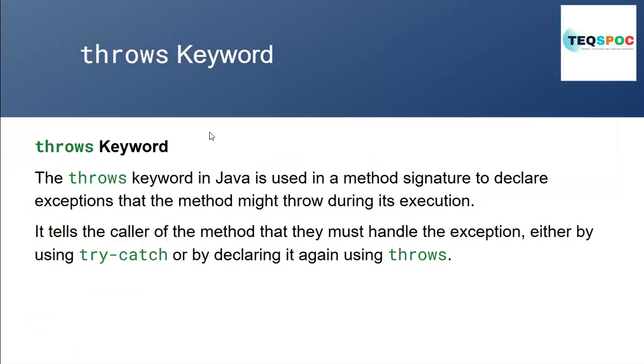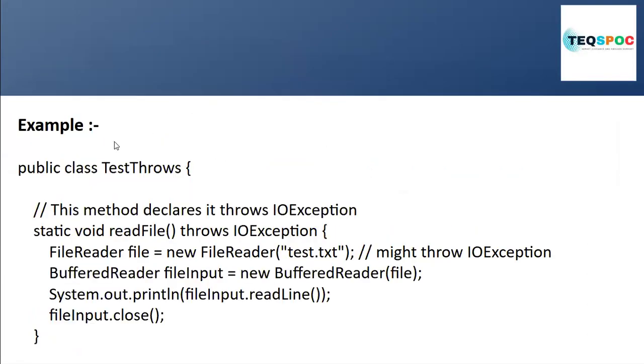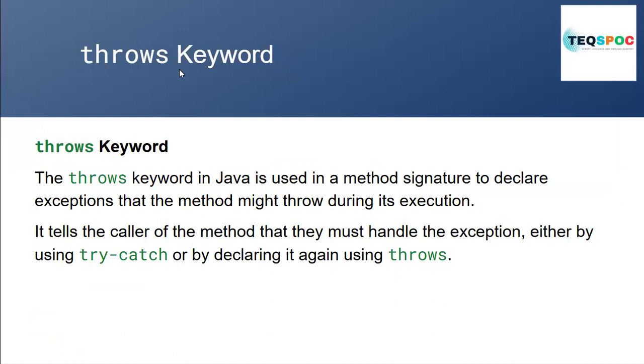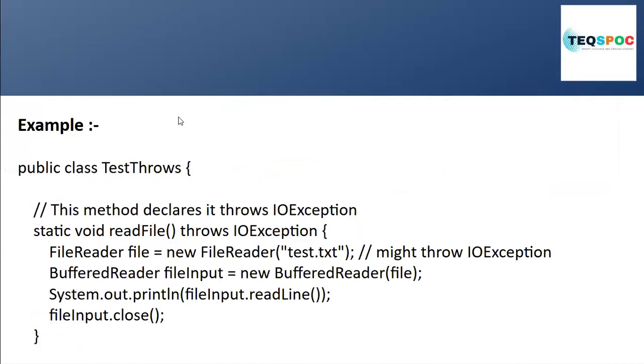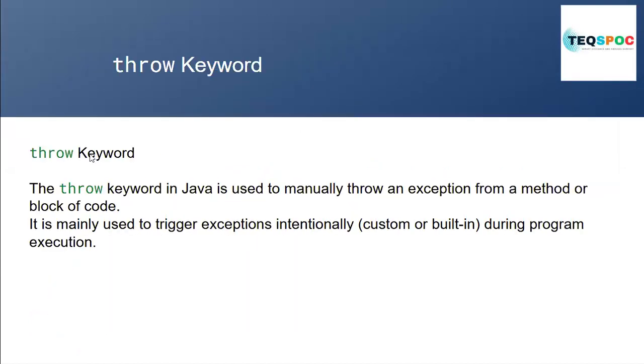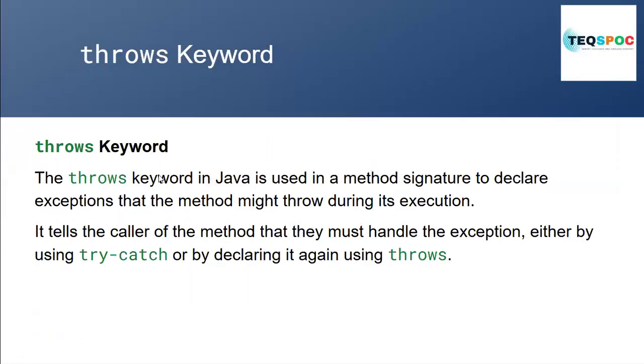Then coming to the throws keyword: throw and throws. We have one word that is throws, and then one more word that is throw. So the throw keyword and the throws keyword. Let me go to the throws keyword first. The throws keyword in Java is basically used in the method signature to declare an exception that the method might throw during execution.